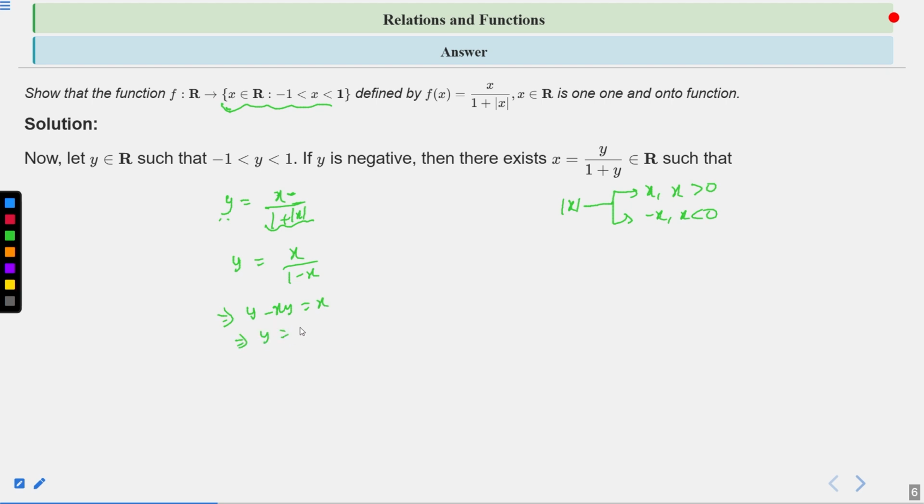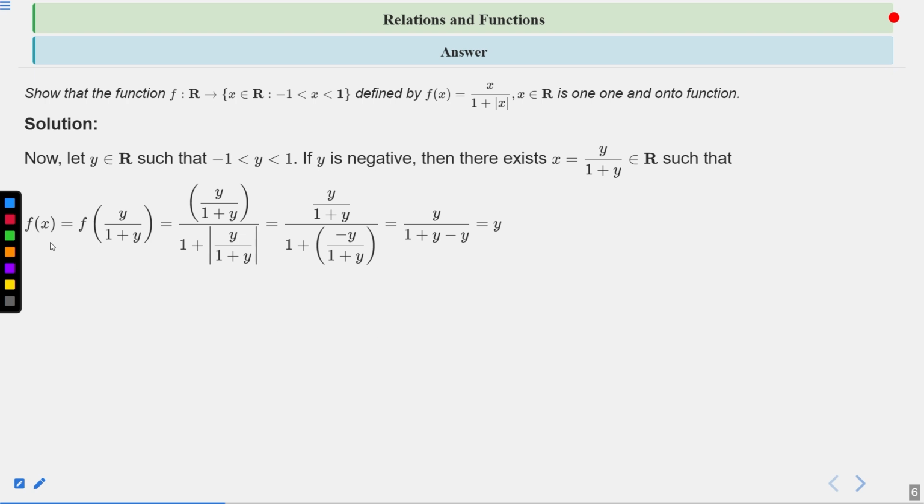So y is equal to x times 1 plus y. So what we will get? We'll get x is equal to y upon 1 plus y, which we got here. x is equal to y upon 1 plus y. Clear? So if y is negative, then there exists x such that y is equal to f(x), where x is equal to y upon 1 plus y, by using this.